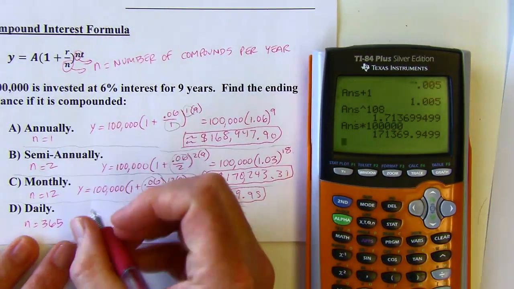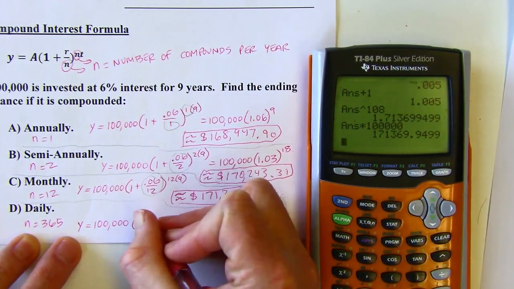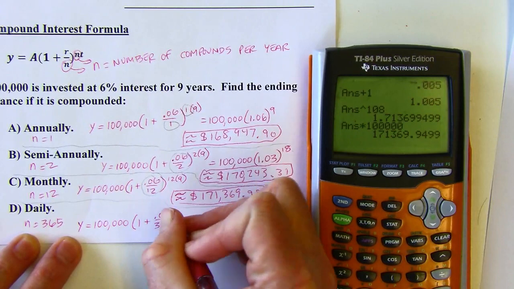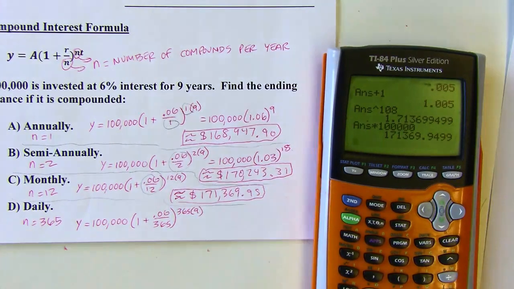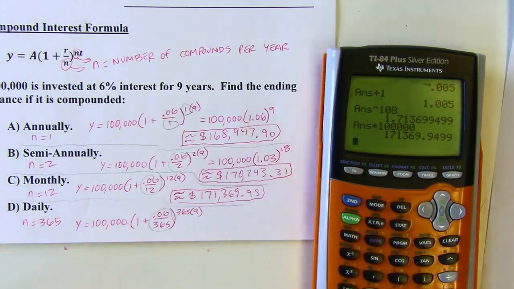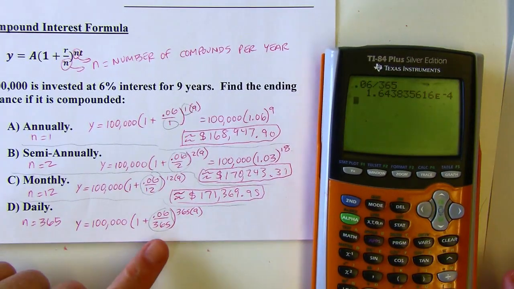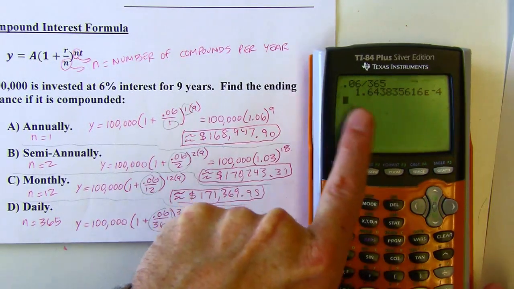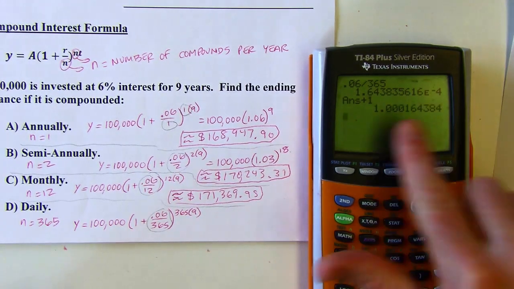Then 365. Let's try this out. We should be the richest of all with this one. I'm still leaving it in there for 9 years. So again, I'm going to start in here in my calculator. 0.06 divided by 365. I'm going to add that to 1. And hey, this is in scientific notation, right? That means times 10 to the negative 4th, so the decimal has moved 4 spots left: 0.000164, and so on. Anyways, I'm adding this to 1. There's the contents of my parentheses.